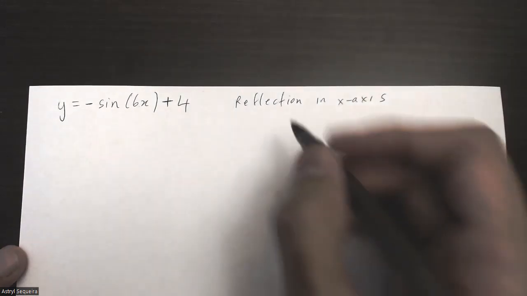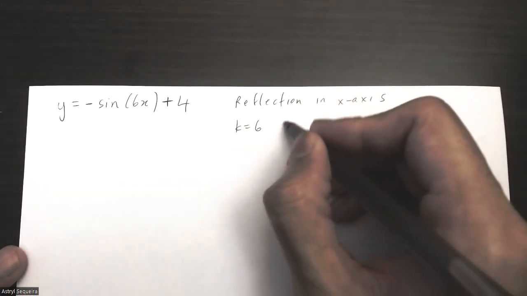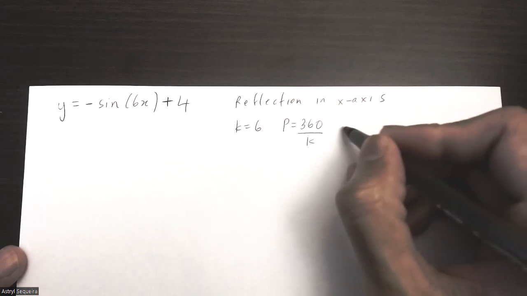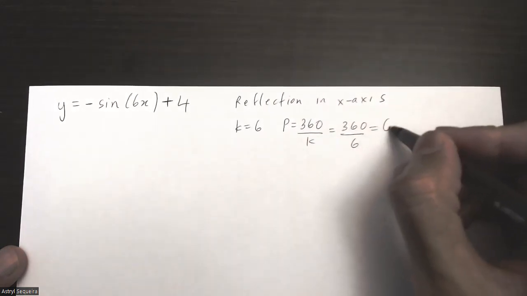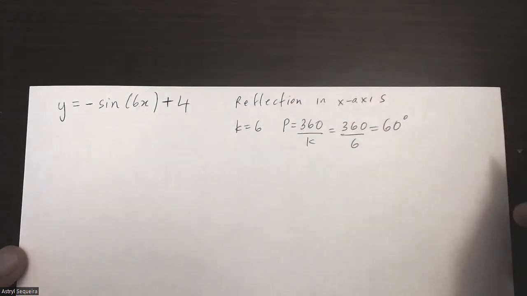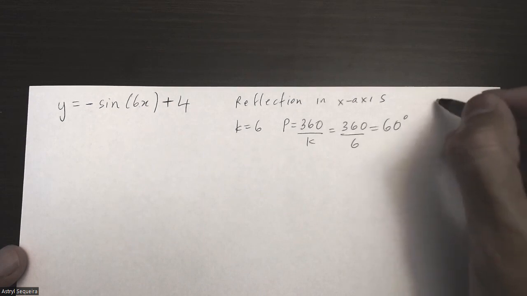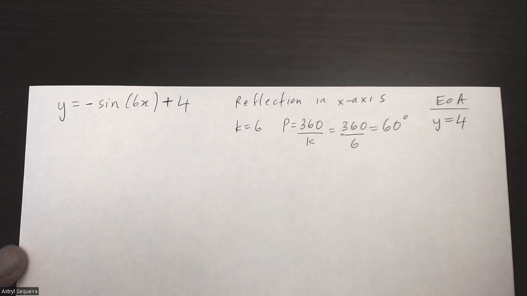My k value is 6, which means that my period is 360 over k, which is 360 divided by 6. My period is 60 degrees for this graph. And my equation of axis over here is the number at the end. It's y equals 4.